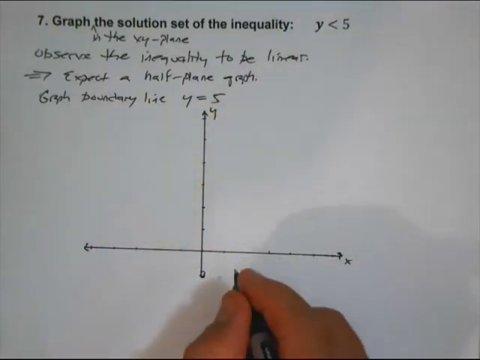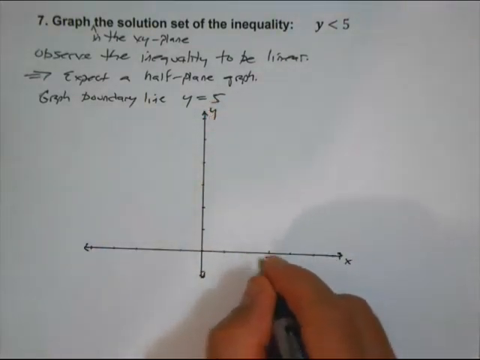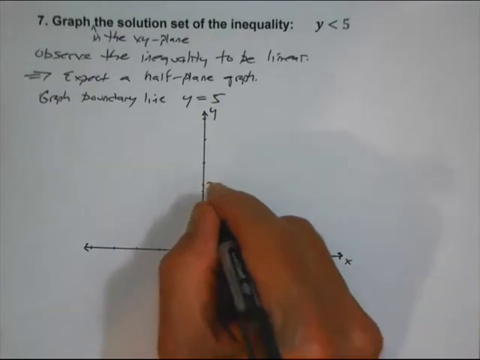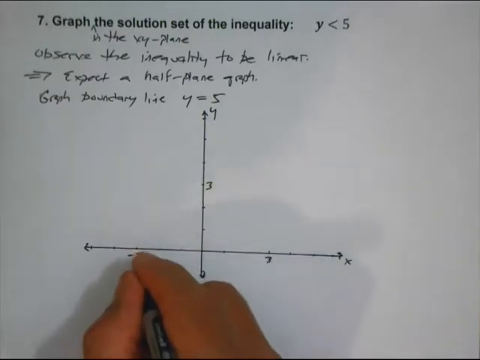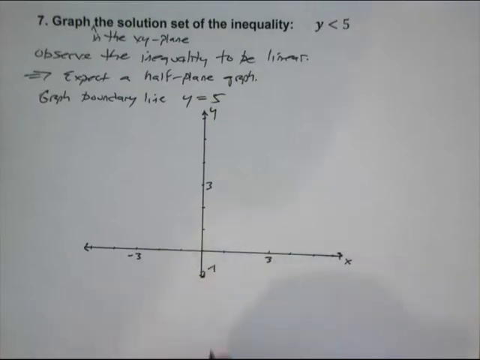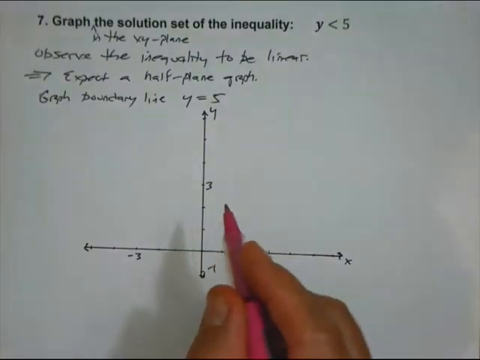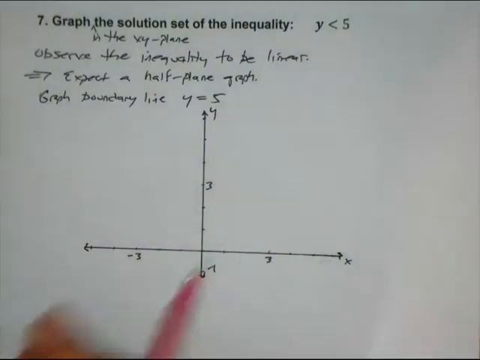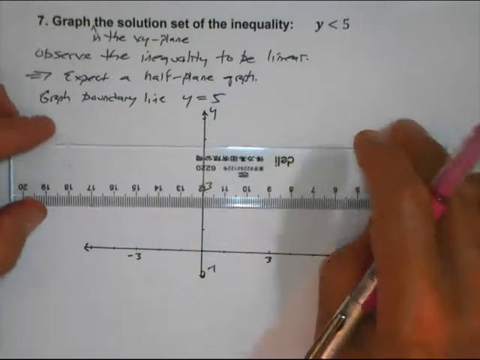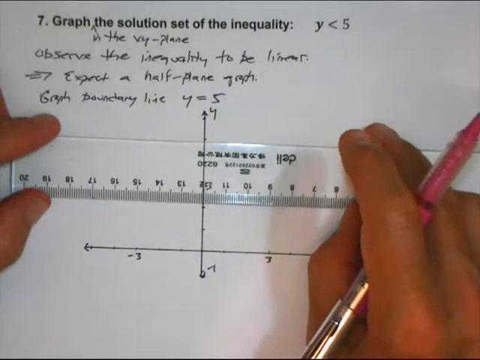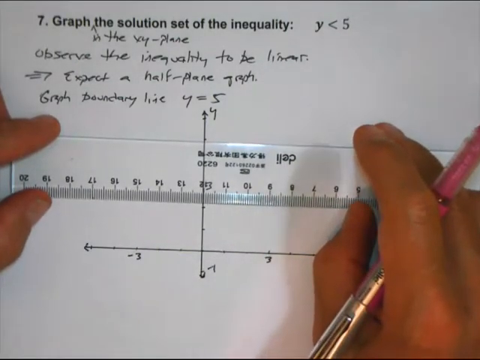Scaling the axes, 3, 3, -3, -1. Okay, now contrasting in color, and well, in this case we come up here to where y is equal to 5.